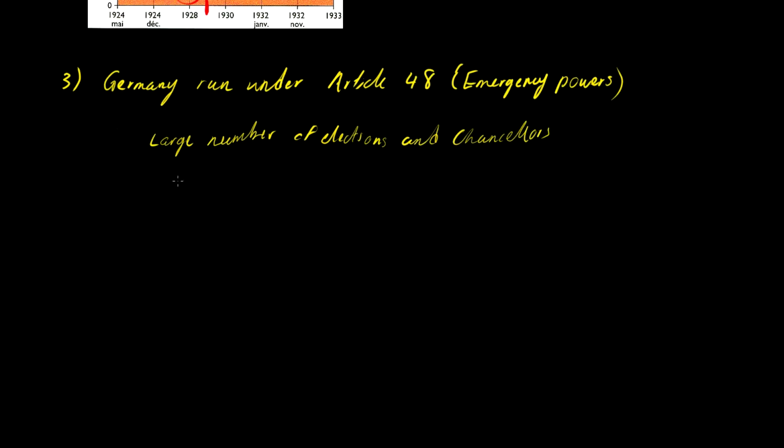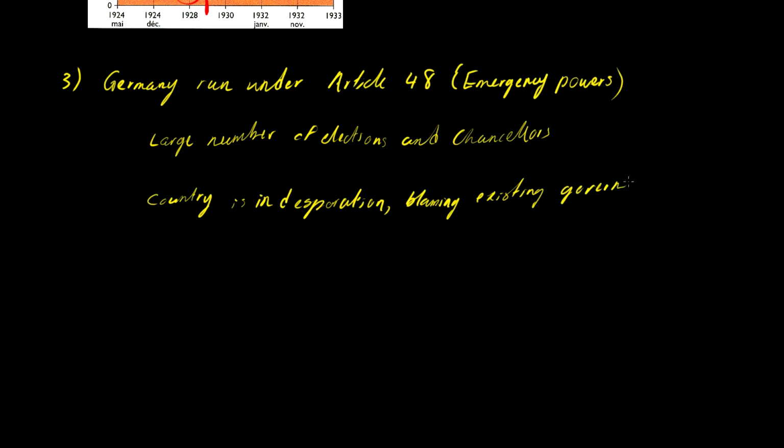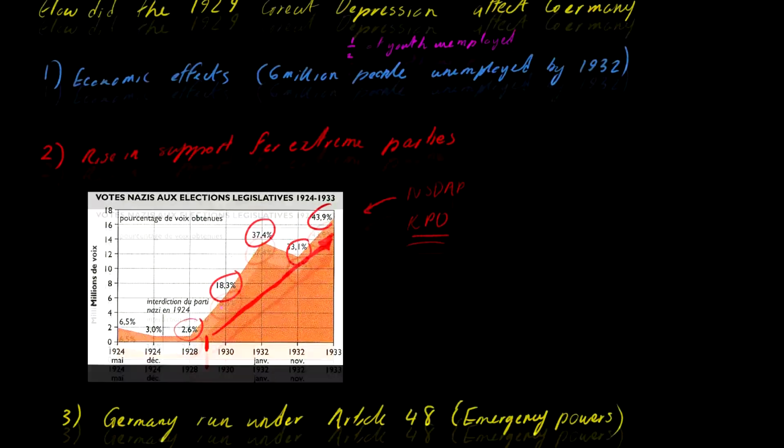And the country's in desperation. It blames the existing government, hence the votes for extreme parties. So the country is in desperation, blaming the existing government for the crisis, even though it wasn't really the existing government's fault. But the people blame the government, and so they voted for new parties in the hope that the new parties would be able to solve the problems of the effects of the Great Depression.